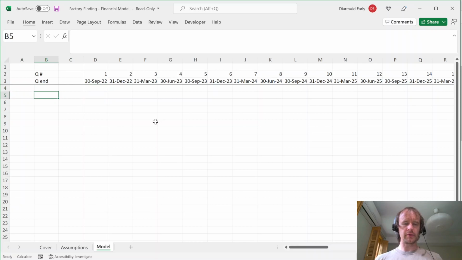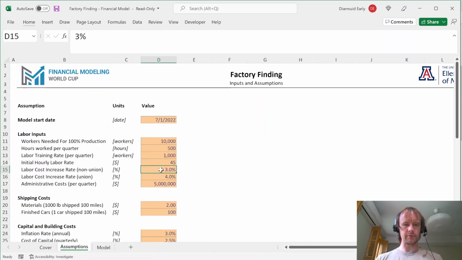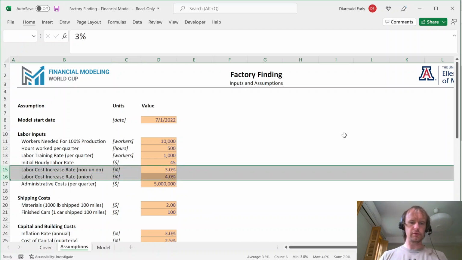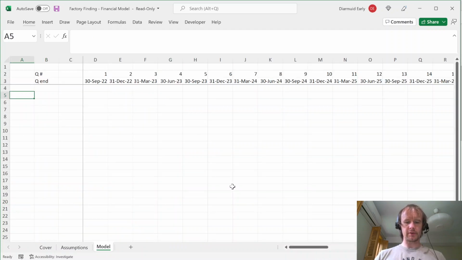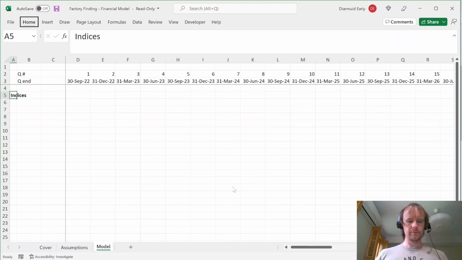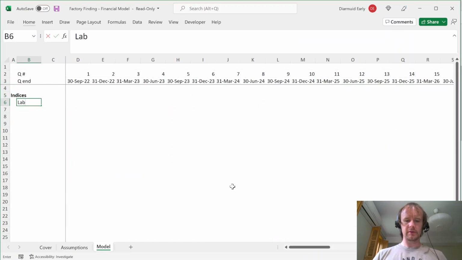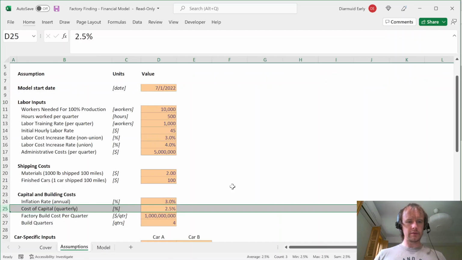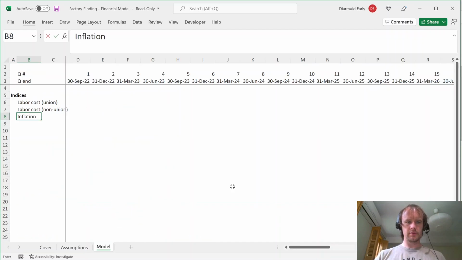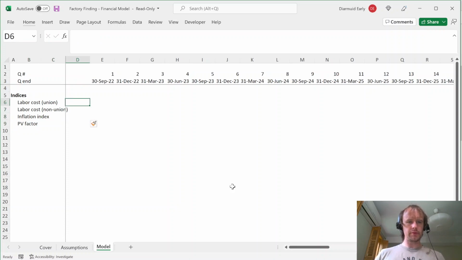And then the second thing that I'm going to do right away is we've got a few different indices going on here. So we've got a labor cost increase rate, union and non-union, and we've got an inflation rate, and we've got a cost of capital. So the first thing I'm going to do is set up an indices section, turn off my grid lines. So I'm going to have labor cost, union, labor cost, non-union. Then I'm going to have my inflation index, and I'll just have my PV factor. I'm just going to put in one more empty row here.